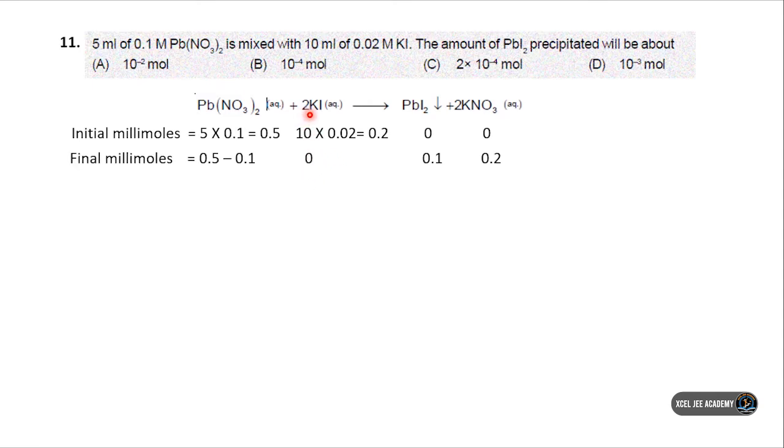So from this equation we can see that 2 moles of potassium iodide yields 1 mole of PbI2. So 0.2 millimoles of potassium iodide will yield 0.1 millimole of lead iodide. So we have to find moles of lead iodide precipitated. We will divide the millimoles by 1000, and the answer will be 10 to the power of -4, which is option number B. So let's move to the next question.